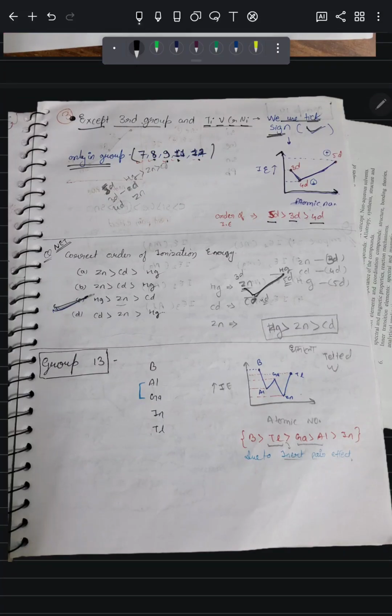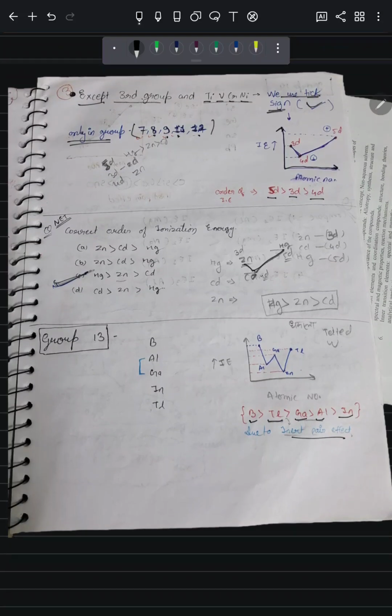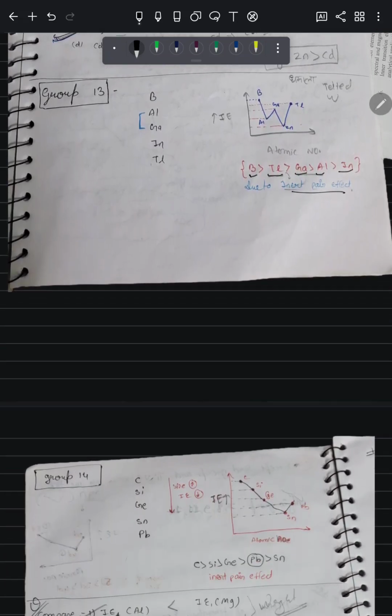So for these elements we use a W according to which the group 13 ionization energy order can be boron, thallium, gallium, aluminum and indium. Due to the inert pair effect we can explain this Tl and Ga. So this will be group 13.